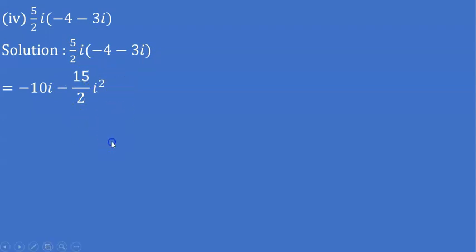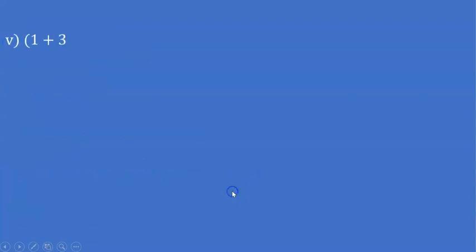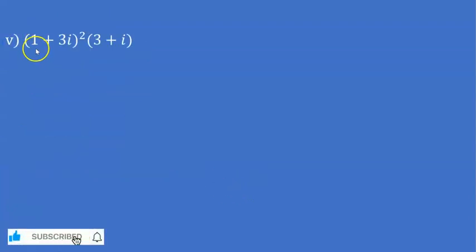Now substitute the value of i square, that is minus 1. Since i square is minus 1, this minus and minus will become plus, and this part will become the real part. Then we can write it like this: 15 upon 2 minus 10i, which is of the form a plus ib.